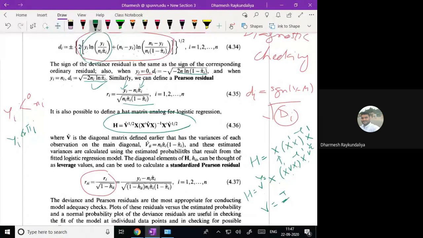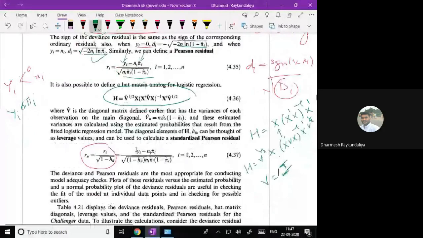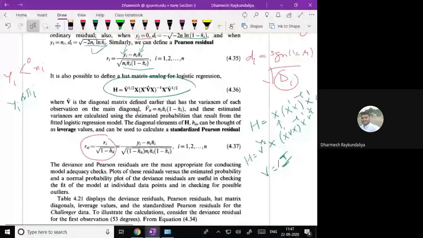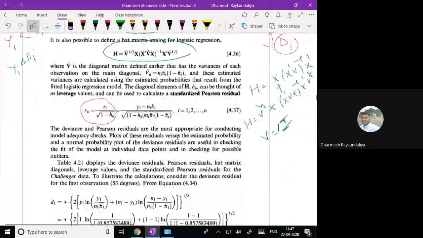Okay, so this is the hat matrix, where V is nothing but the variance covariance matrix, or you can say the variance function. So what was the variance of y? It is n into pi into 1 minus pi in a binomial distribution. So the variance of yi, we call it vi, is nothing but ni pi i (1 minus pi i).